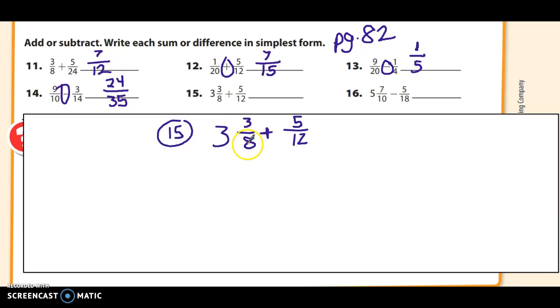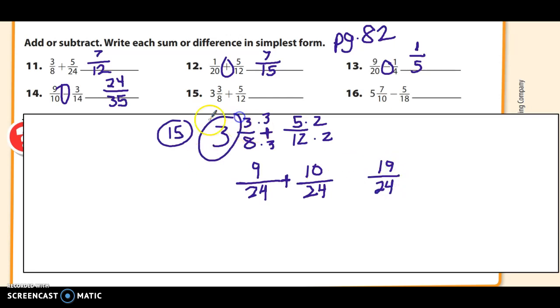I'm going to follow the same steps I always do. What is the LCM of 8 and 12? If I do my multiples of 8, I go 8, 16, 24. And if I do my multiples of 12, I go 12, 24. So I don't have to work too hard to get my multiples of 8 and 12. 8 is times 3 to get to 24, which means I multiply the 3 by 3, and I'd get 9 24ths. 12 is times 2, so I multiply the 5 by 2, and I get 10. This is addition. If I add my numerators, I get 19 24ths.